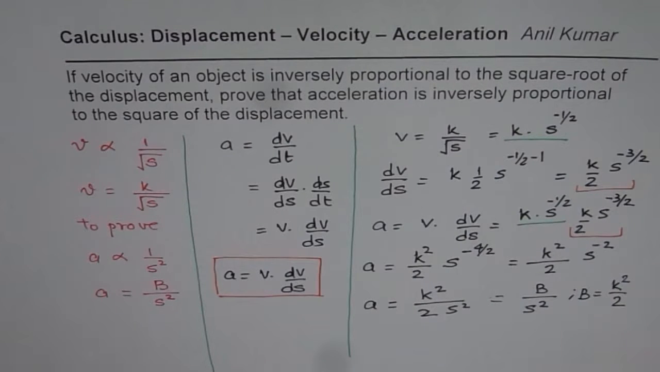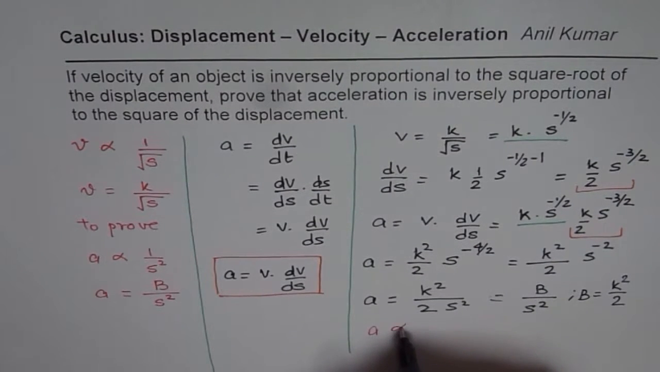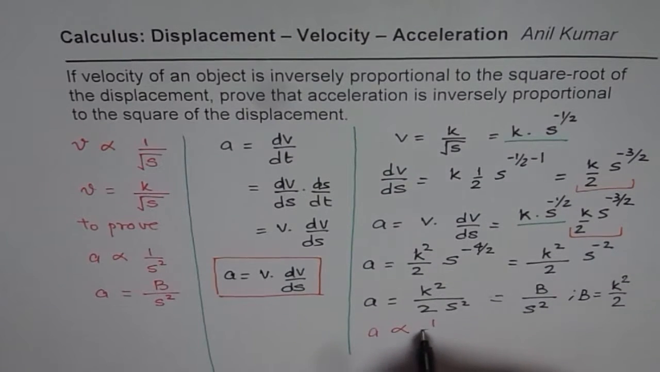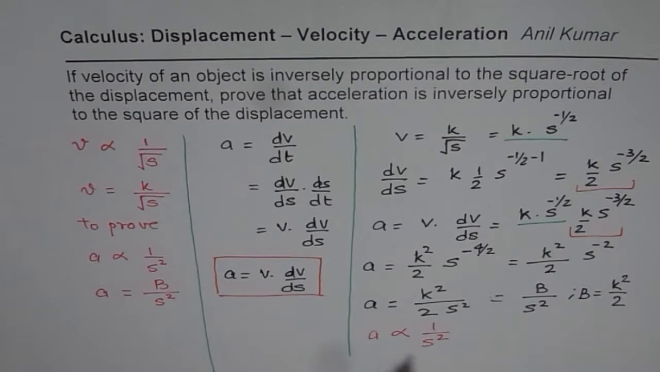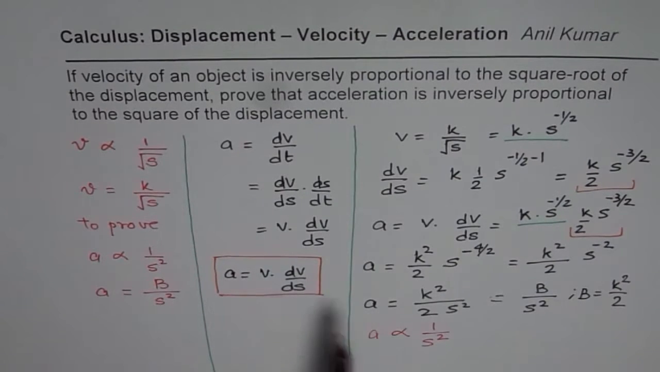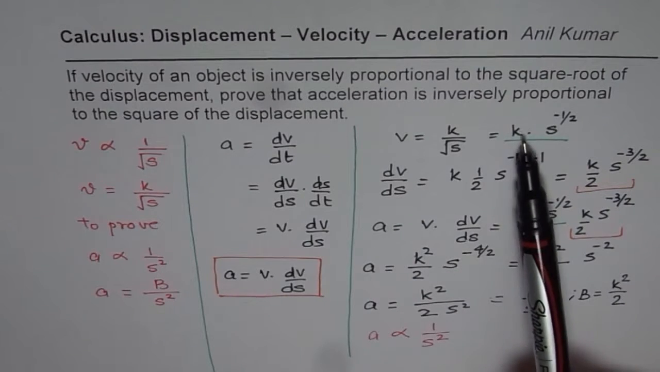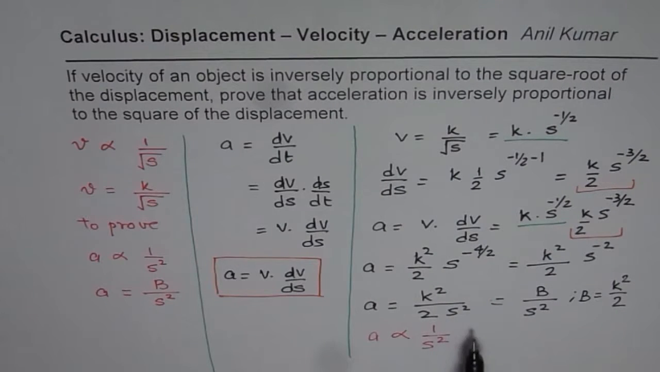So that really means what? When I say acceleration is equal to b over s squared, b is a constant, we can say acceleration is inversely proportional to s squared. Do you see that? So that is how you can prove this condition. I hope these steps are absolutely clear. I have purposely done the derivation here for the benefit of my subscribers so that you understand why acceleration is treated as velocity times dv ds, and then we found velocity and dv ds with negative exponents, added them up and did all the calculation in simple steps to get to the result. I hope that is very helpful for all of you.